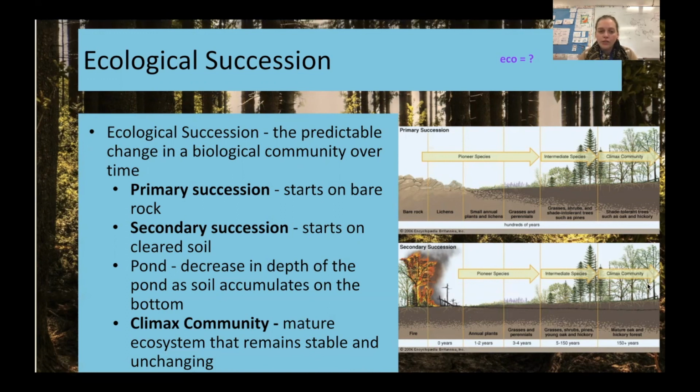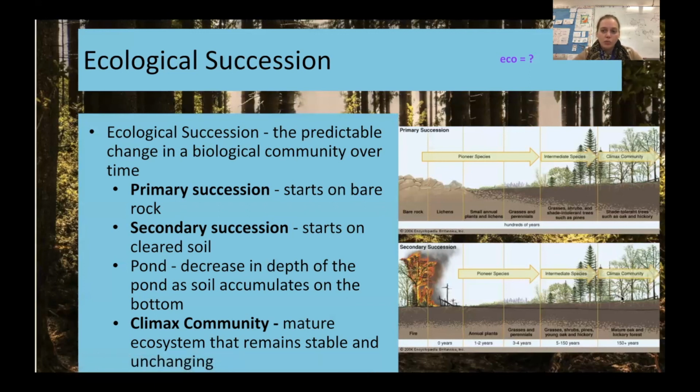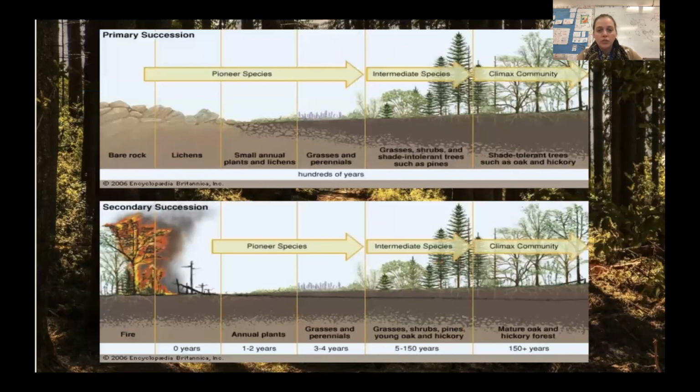The only difference here is that primary succession is going to start on bare rock, like a volcanic eruption or a rock exposed from a retreating glacier, whereas secondary succession is going to start on cleared soil, like a forest fire that burns down all the vegetation, or a farmer that plows a field and never plants it back. So that would be examples of secondary succession. We also have pond succession. We'll look at it here in just a few minutes. The climax community is the mature community of trees. It's not going to do a whole lot of changing from there. It's pretty stable.